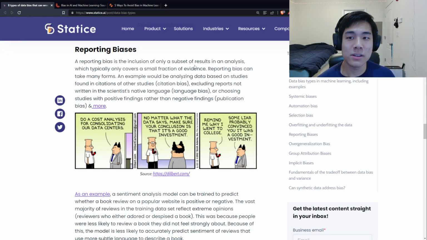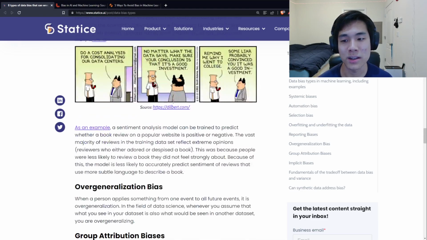Reporting bias is the inclusion of a subset of results and analyses. Basically, you would pick and choose different types of data to include based on what you're interested in. For example, analyzing data based on studies found in citations of other studies, or excluding reports not written in the scientist's native language, so just ignoring everything that's non-English or a specific language, and choosing studies with more positive findings rather than negative findings. So you're biasing towards things that are good and not bad.